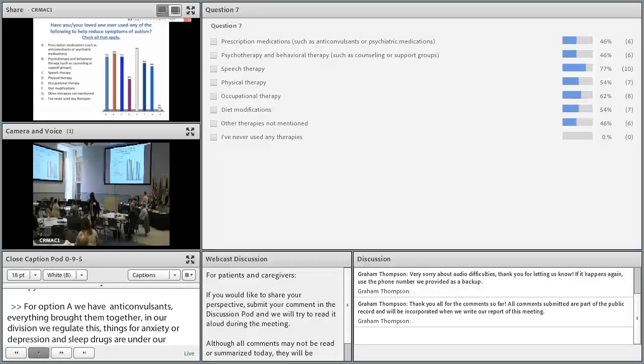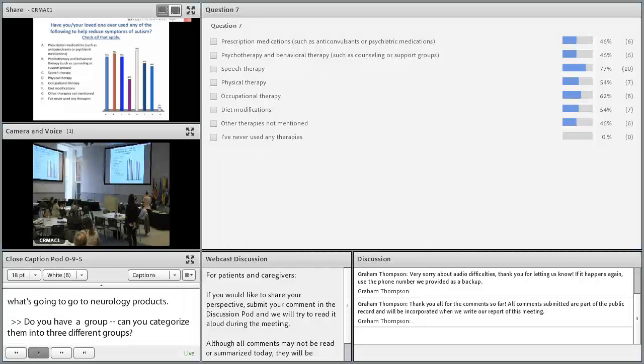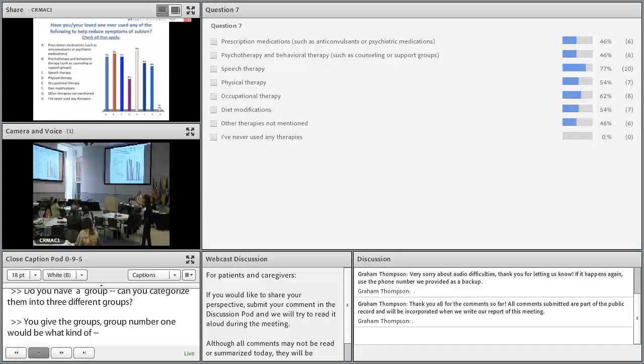So do you have a group? Can you categorize them into, say, 3 different groups, and we can get a show of hands? So you give the groups. So group 1 would be what kind of? I would think mood and anxiety treatment, sleep, and then other, just for a starting point. So can we have a show of hands of how many?